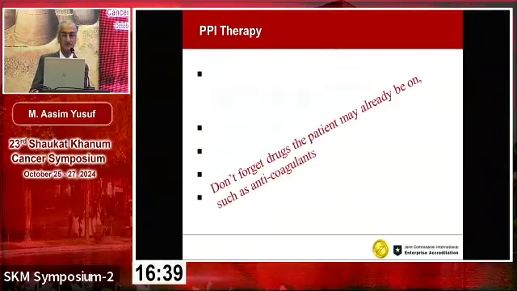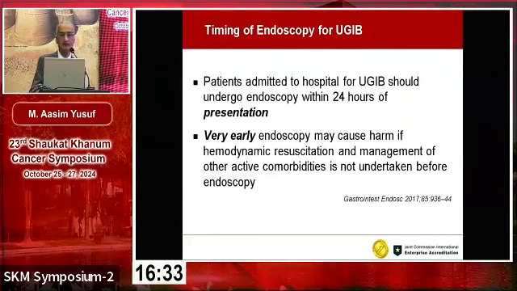Again, important to remember other drugs that the patients may already be on, particularly in cancer patients, such as anticoagulants. Now, when should patients presenting with an upper GI bleed undergo endoscopy? So the recommendation is that patients admitted to hospital for an upper GI bleed must undergo endoscopy within 24 hours of presentation.